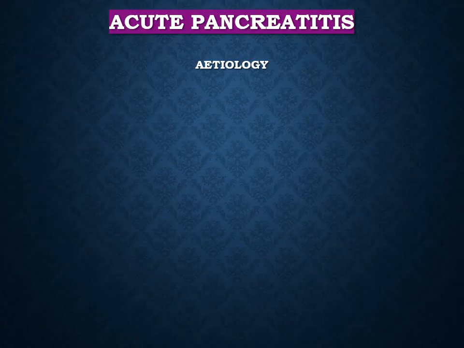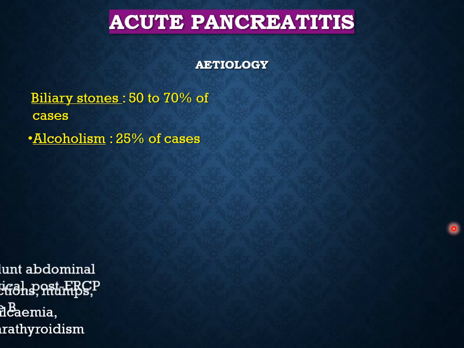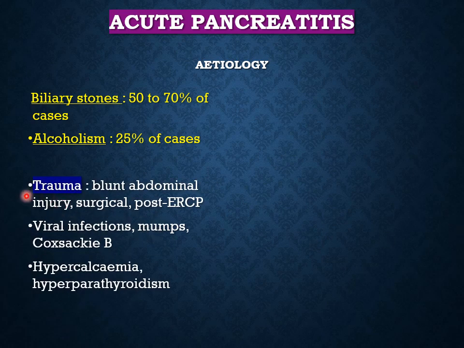Now we come to the actual topic for today, which is acute pancreatitis, which I said is the acute inflammation of the pancreas. Now, what is the etiology of this pain? In the vast majority, nearly 80% of the cases, it is due to biliary stones and alcoholism. And among the two, the most common is biliary calculi, which accounts for 50 to 70% of the cases. Alcoholism is the second most common.